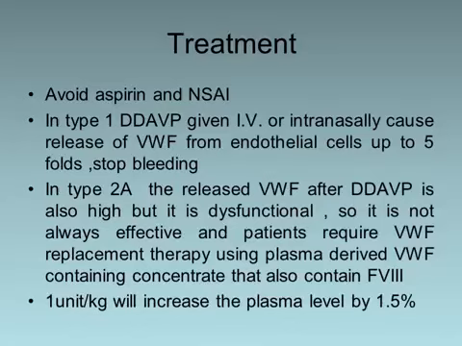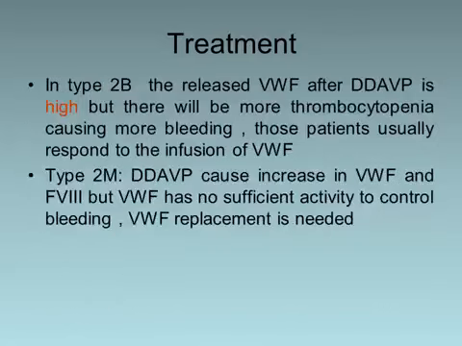In type 2, the released von Willebrand factor after DDAVP is also high but is dysfunctional. So it is not always effective, and patients require von Willebrand factor replacement therapy using plasma-derived von Willebrand containing concentrate that also contains factor 8. 1 unit per kg will increase plasma level by 1.5%.